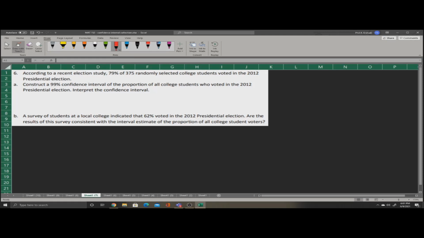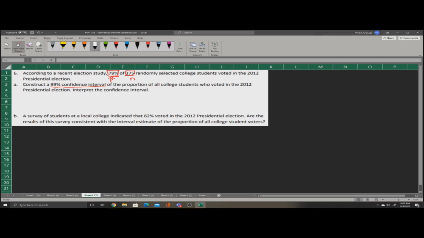This is slightly different from the previous problem. This time, we are given a percentage outright. So we already know what p hat is without having to calculate it ourselves. We are also given that our sample size is 375, and we are given a confidence level directly.